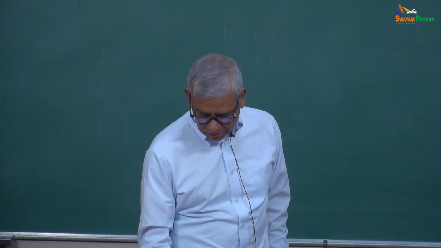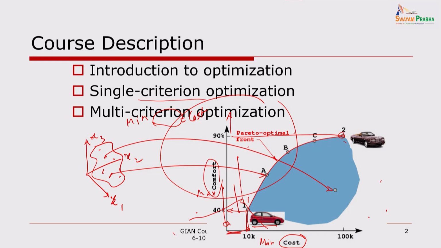It turns out A, B, C are also optimal. Anything that falls on this boundary of the blue region, the red line as you see there, is optimal. So when you have multi-criteria optimization, there are multiple optimal solutions. There is no single one. Again, the definition will tell us why I am calling them optimal.